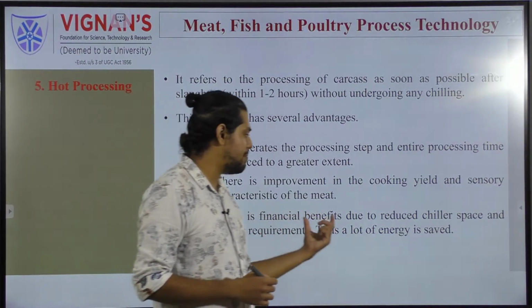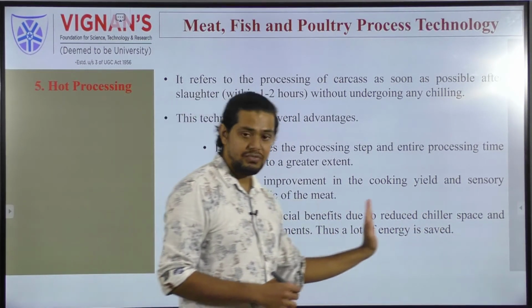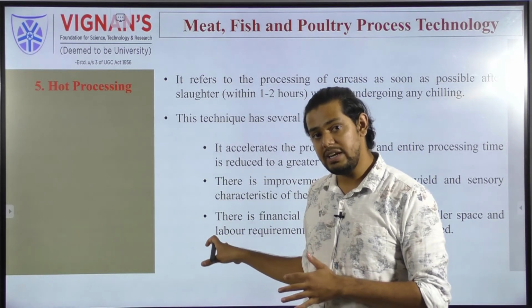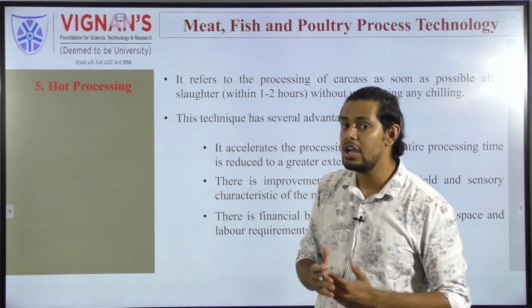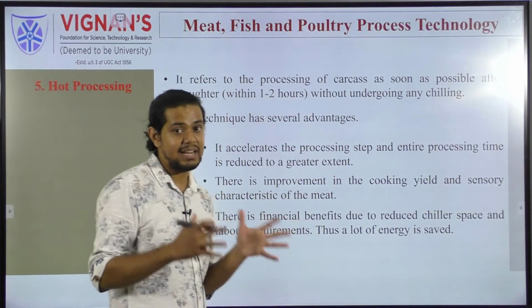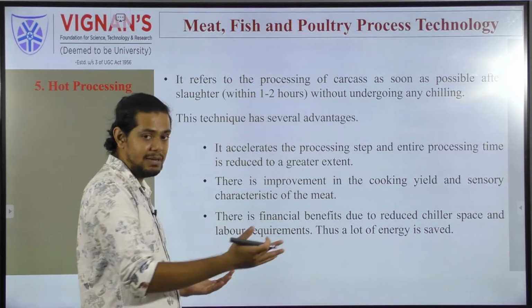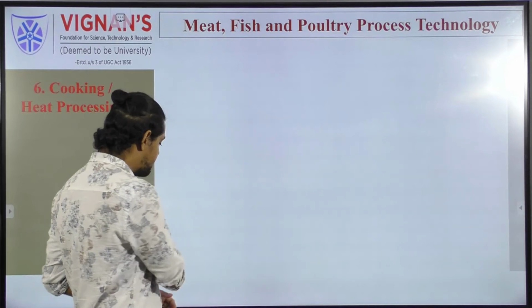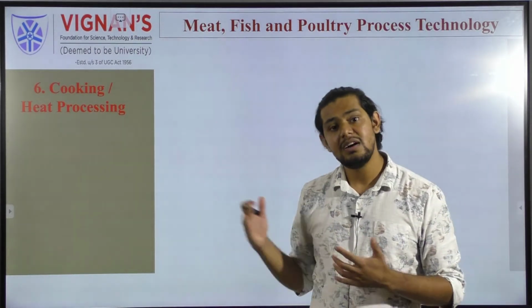There is a financial benefit due to reduced chilling space and labor requirement. A lot of energy is saved because chilling is not taken into consideration, because as soon as the animal is culled, it is subjected to processing. So the labor requirement is eventually decreased. The capital that has to be invested in hot processing will be extremely less, because after the animal is culled, the product is instantaneously prepared. So that was about hot processing and its advantage over the conventional type.